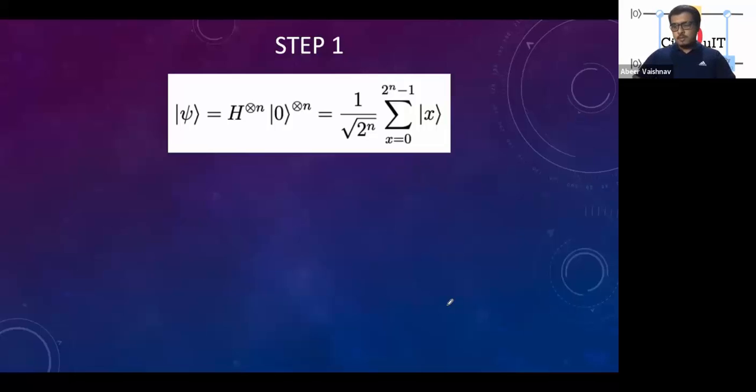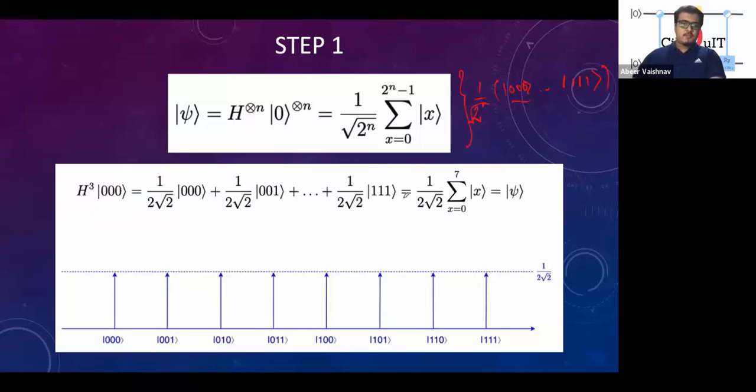So step one, we implement all the Hadamard gates and we get an equal superposition of all the states. This can be written as 1 by 2 to the power n, and then 0, 0, 0, up to 1, 1, 1. It depends on the number of qubits also. So this is the state that I have got after implementing the Hadamard gate. If we plot the amplitude of each state, it will look something like this, and each state will have an amplitude of 1 by 2 root 2 if I take 3 qubits. So for 3 qubit states, it's 1 by 2 root 2.